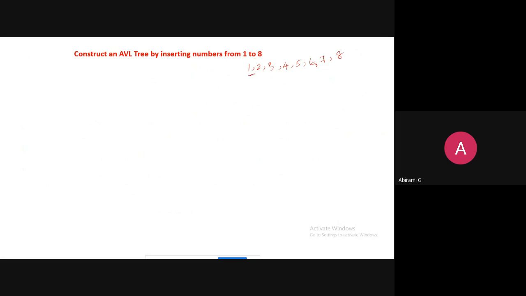First, the node value is 1. To insert 1, since T is null, we insert 1. The tree is balanced. Next is 2. Now we have to insert 2. For that, we compare 2 with 1. 2 is greater than 1, so it goes to its right hand side. What is the balance factor? The balance factor of this 2 is 0 because there is no child node. The right child height is 1 and left is 0, so the balance factor of 1 is 0 minus 1, which is -1. Done.